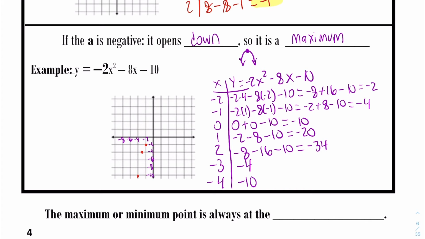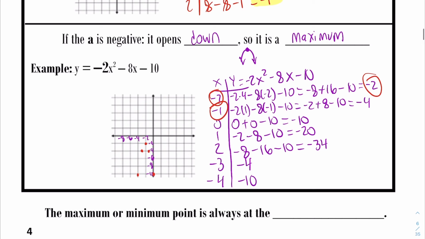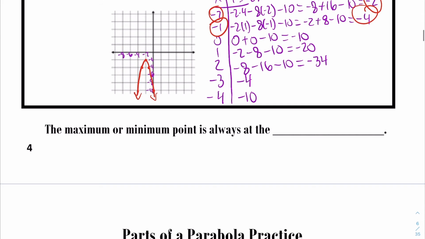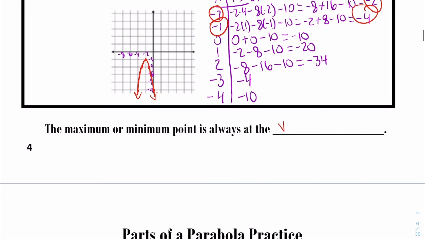And then negative 1, negative 4 right here, and then right here. See, even if you make the wrong picture in your head, as long as you check yourself with the calculator and make sure that your table makes sense, if you follow the ordered pairs and put them where you said that they belong, it's going to work out. The maximum or minimum point is always at the vertex.